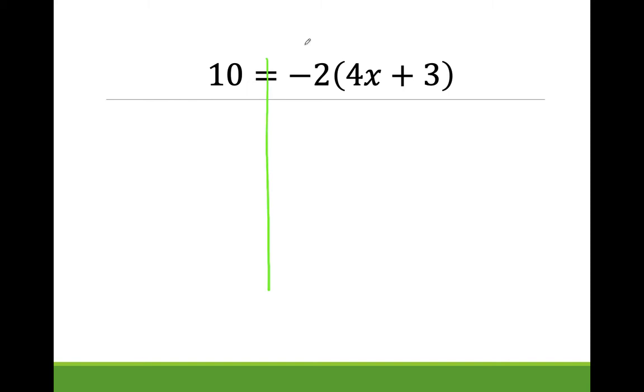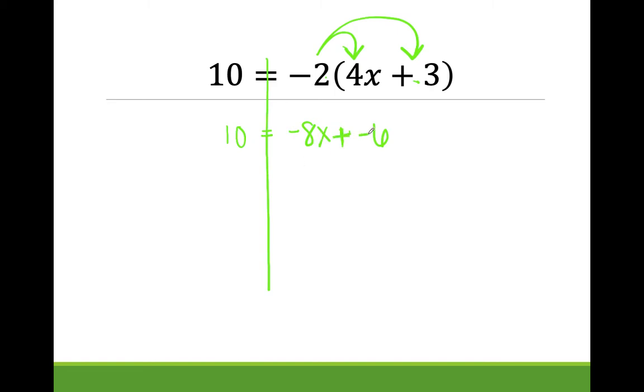So for this problem, the first thing we need to do is distribute the negative 2. Okay? So we have 10 stays the same. Negative 2 times 4x is a negative 8x. And then plus negative 2 times 3 is negative 6. Once we do that, you can see that when we get here, this is just a two-step equation. So we're just kind of adding an extra step here to the beginning of the process.